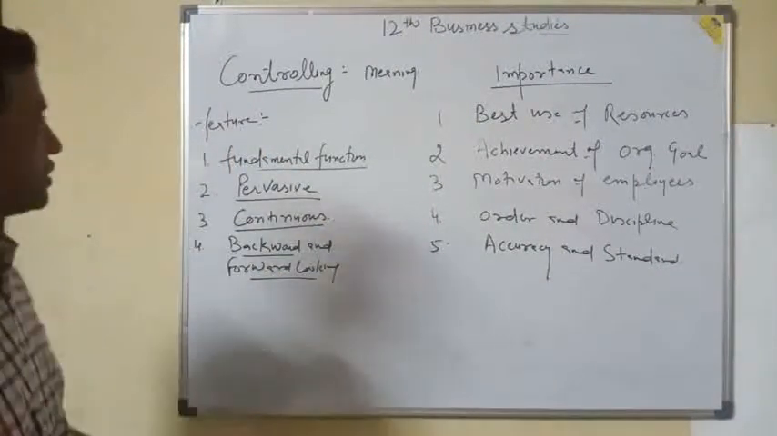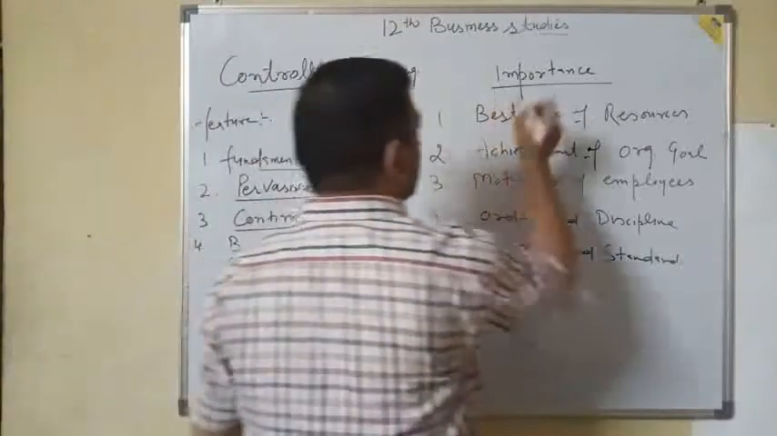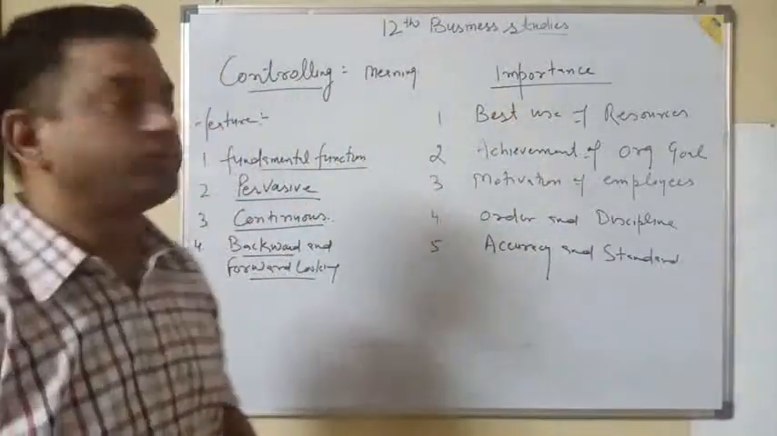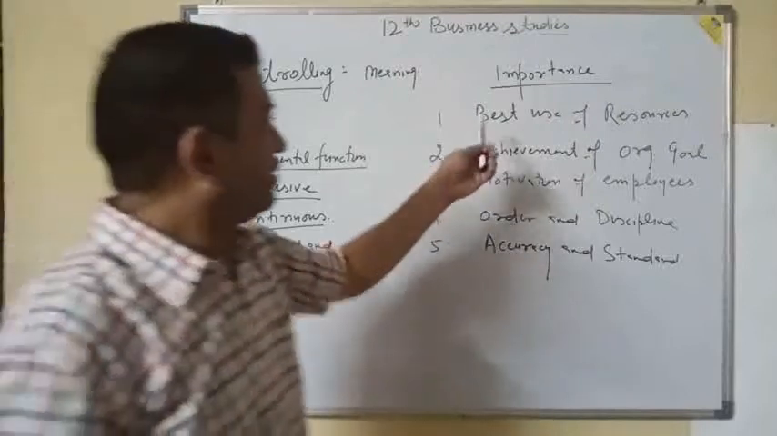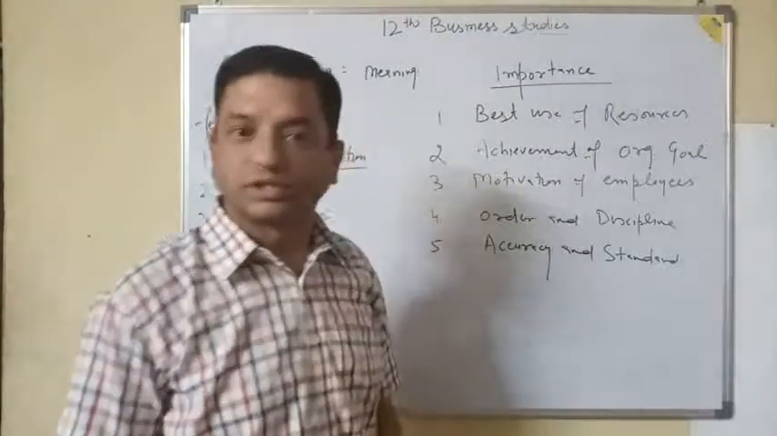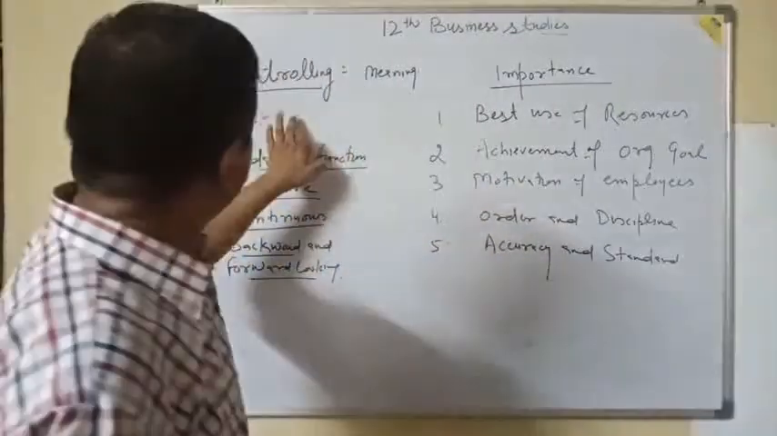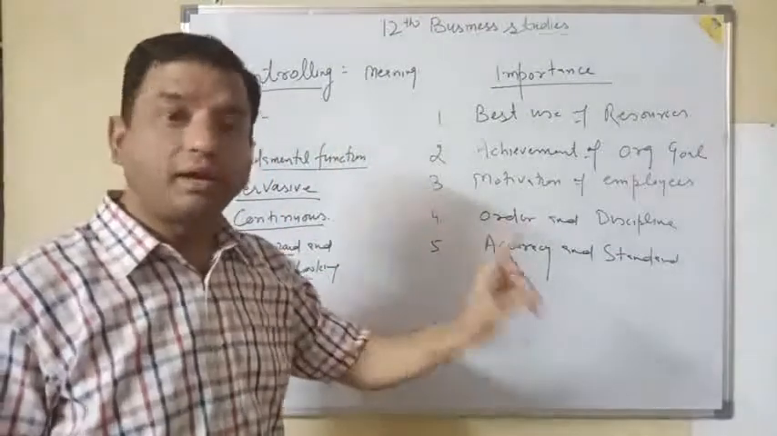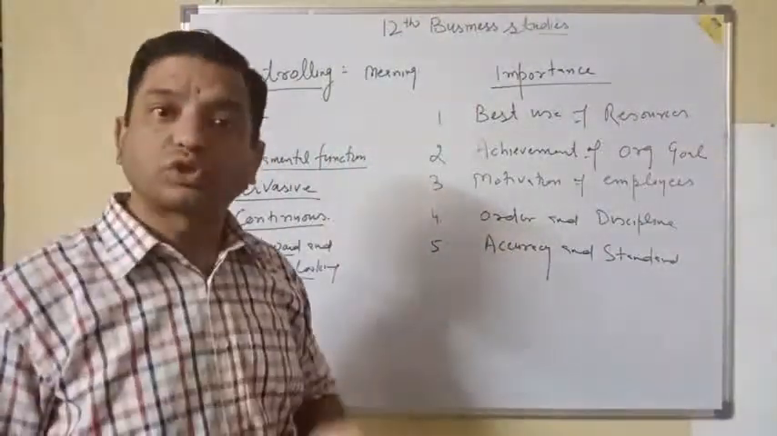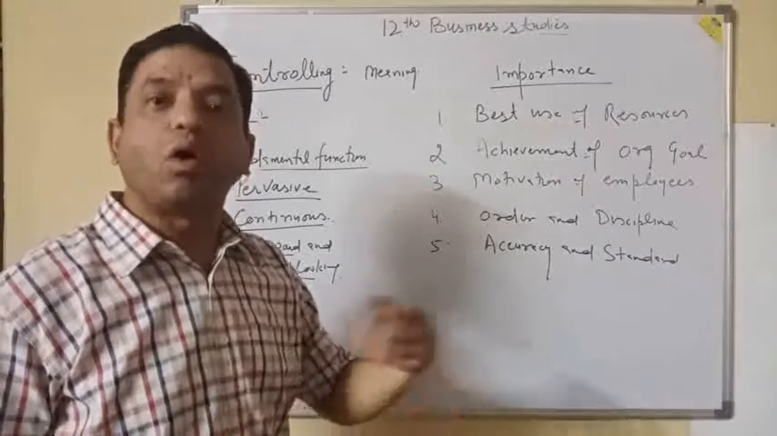Those were the features of this function. Now come to the advantages or the importance of controlling. The very first is best use of resources. When we are trying to do everything according to plan, then nobody is supposed to do the work according to his own style.